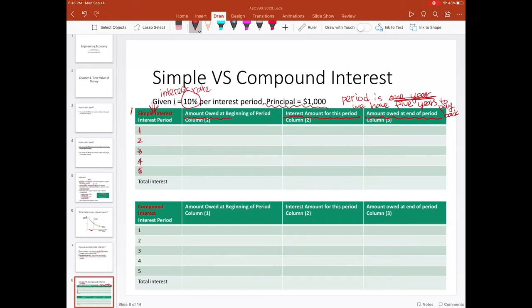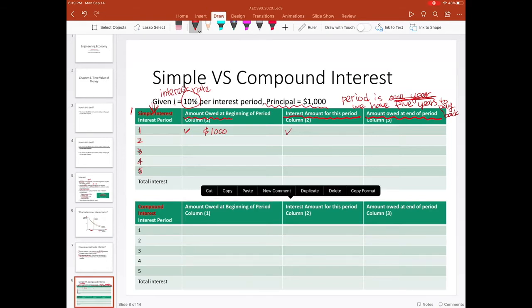Now let's take a look at this cell: the amount owed at the beginning of the first year. At the beginning, how much do you owe? You only owe them 1,000, right? Because that's the initial amount you borrowed from them. So in this cell, we want to fill in 1,000. Makes sense?